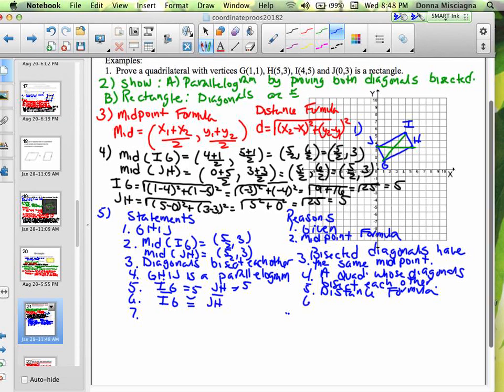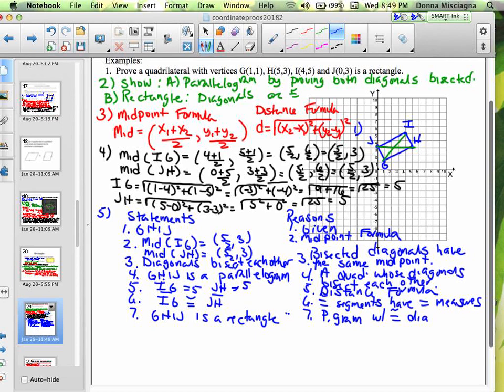How do we know? Congruent, I'm going to abbreviate that. Congruent segments have the same measure. I'll put equal for same. Have equal measures. So what does that mean? It means that we called it GHIJ. GHIJ is a rectangle. How do we know? It's a parallelogram. I'm going to abbreviate that P-gram. P-gram with, that's the abbreviation for with, congruent diagonals. And there we go. This one is done.